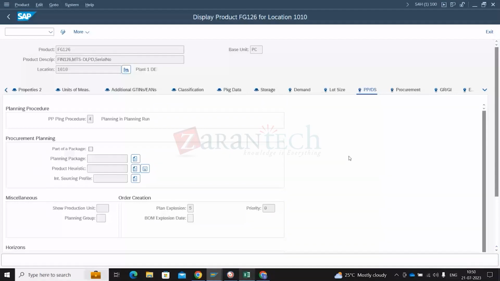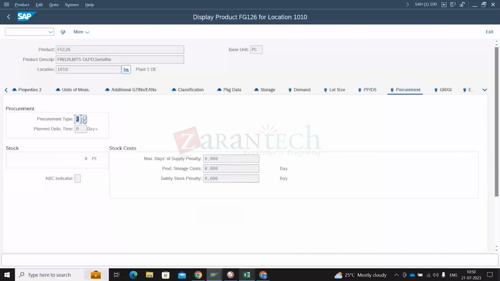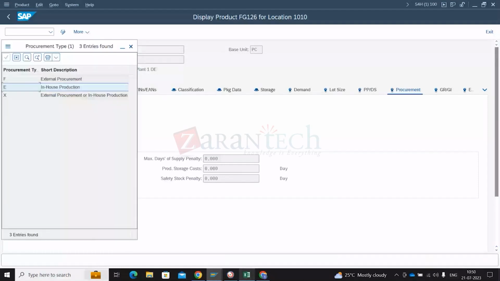Okay. We have some settings like procurement. So procurement type decides whether it is an in-house production product or external procurement. For us, it has to be in-house, correct? If you set X, which is both external and in-house, it means the plant can procure it from a vendor or produce it internally. So all the plant materials which are produced there should have E as in-house production.